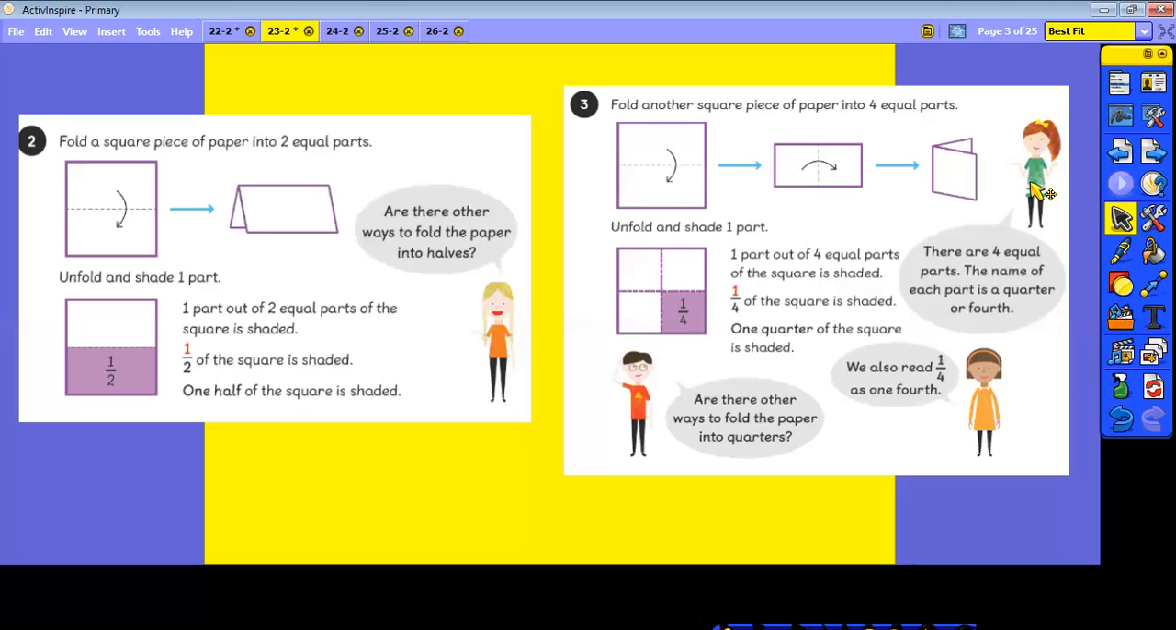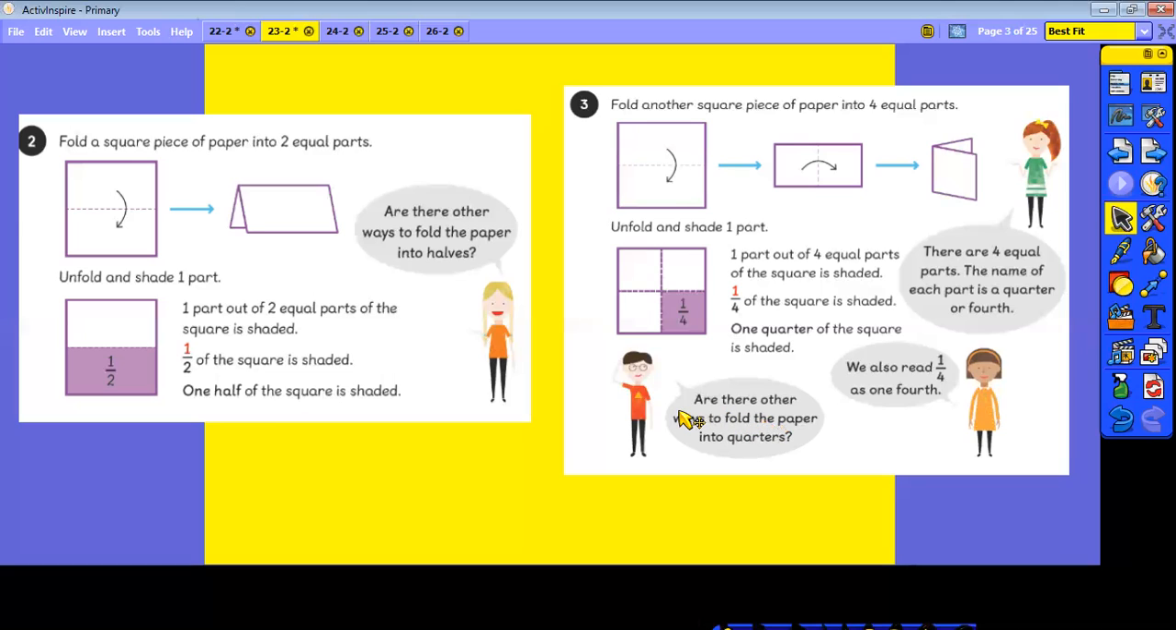Interestingly, in Maths No Problem, Holly explains that there are 4 equal parts, and the name of each part is a quarter or fourth. Now, we don't use the term fourth very often in maths lessons, but in Maths No Problem, they like you to know that we can also read a quarter as 1/4. And that's important for some of the guided and follow-up activities.